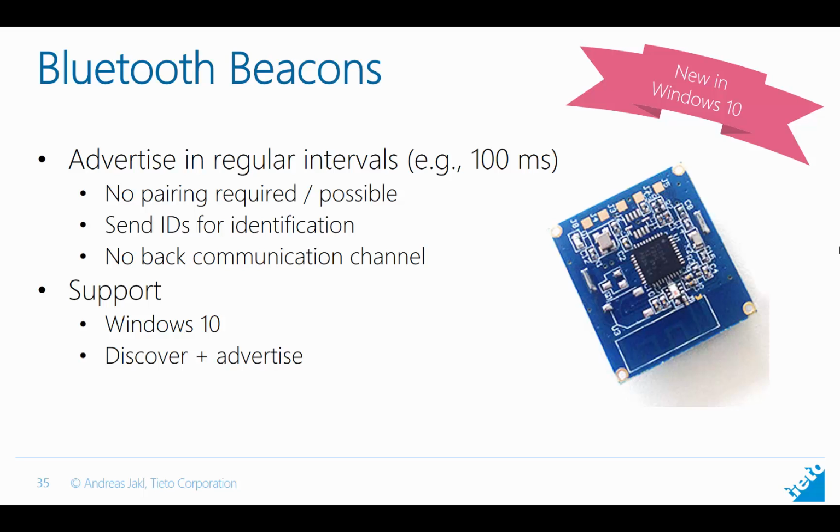And Windows 10 now supports discovering Bluetooth beacons and also advertising like a Bluetooth beacon. So essentially you can make your Windows device act like a Bluetooth beacon, so that you as an app send out Bluetooth beacon advertisements for other devices to discover you.